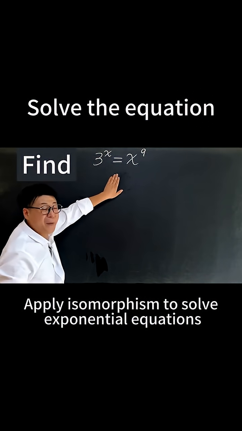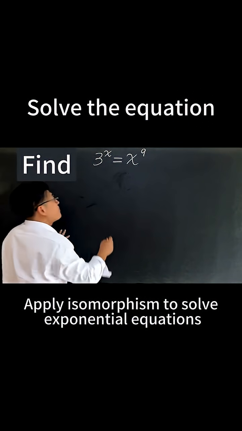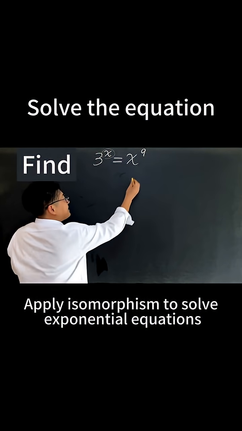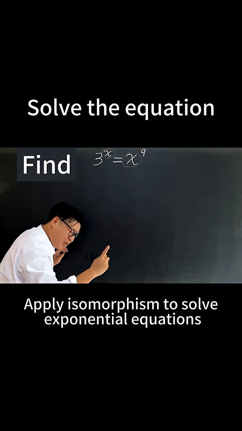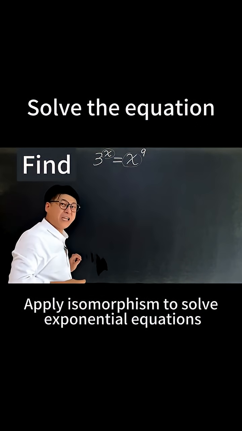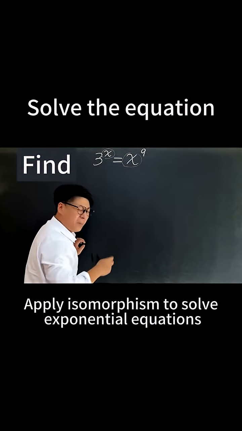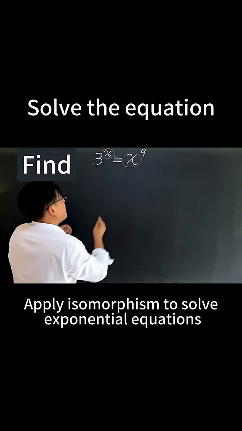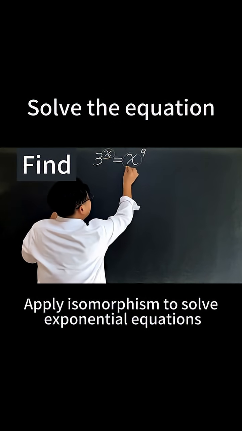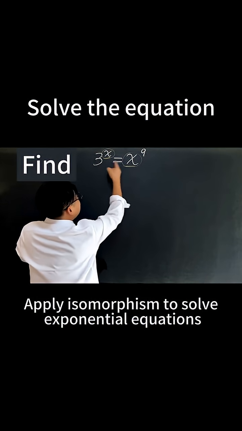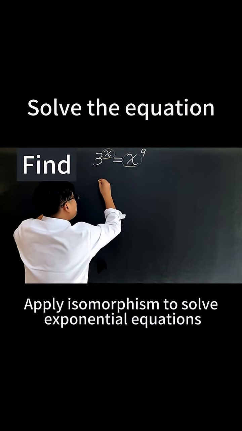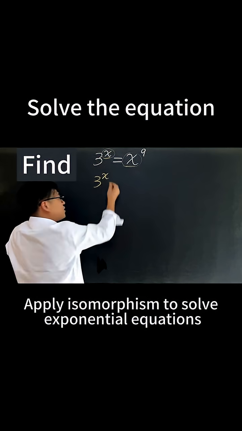What should we do? Everyone, when you encounter this type of problem, when both the exponent and the base have x, you must think of methods like the isomorphism method or the exponent elimination method. Let me show you how to do it. Here, we have an exponent, and here we have a base. So what do we do? The first step is to eliminate the exponent. How do we do that?